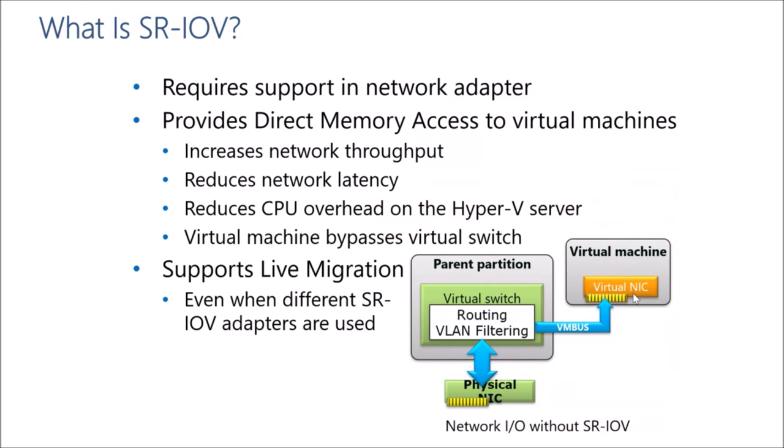So it's a physical hardware feature. It provides direct memory access to virtual machines. What that does is, instead of utilizing the host to communicate with the network adapter, it's virtualization aware and gives the virtual machines direct memory access to the network card. So that increases network throughput, reduces network latency, and reduces the CPU overhead of the Hyper-V server because you're bypassing it. The machine bypasses the virtual switch. Not so much that it doesn't use the virtual switch, it does, it just bypasses it so it can offload a lot of the processing or work from it.